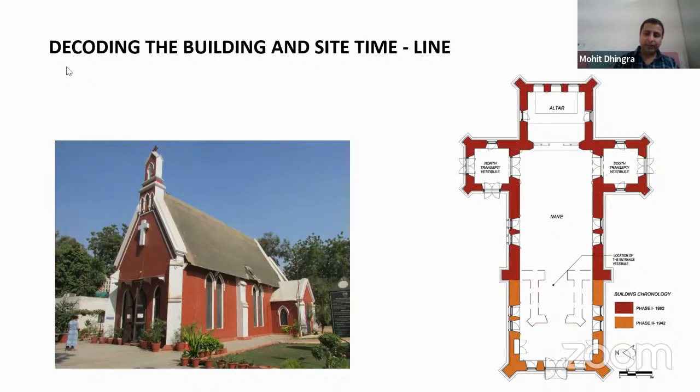So we tend to understand the phases of the building. If you see in red, the phase which is 1862, in which this part of the church was built, and the other phase was 1942, in which the other part of the church was built.